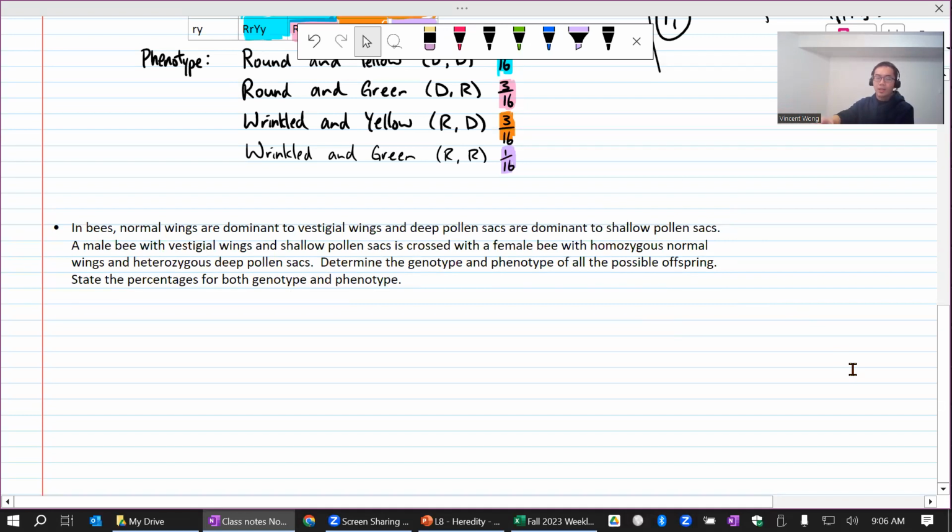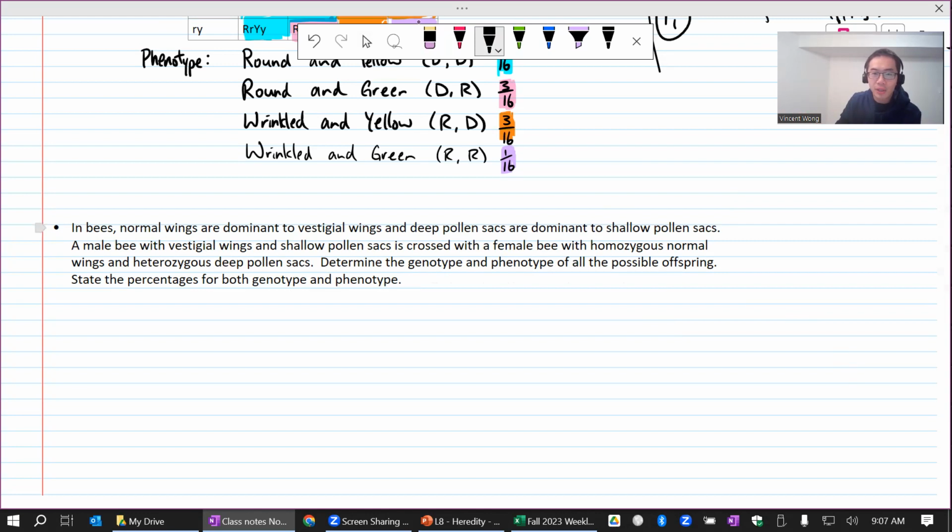In bees, normal wings are dominant to vestigial wings. You don't even have to understand what it means. You just have to know there are two kinds of wings, normal and not normal. Vestigial means tiny, but you don't need to know that in order to do the question. That's what I'm trying to say.